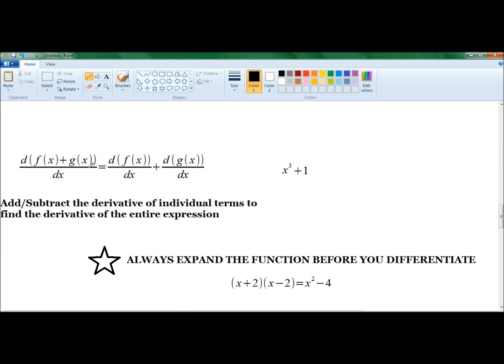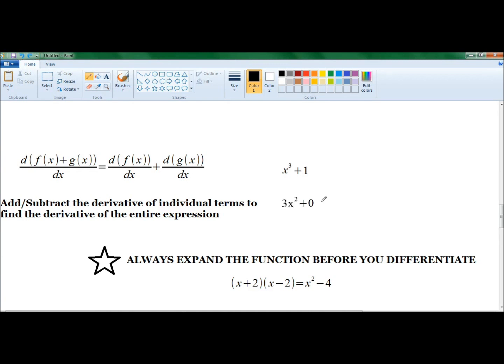Okay, so the next rule, or this is actually the property of derivatives. Say you wanted to find the derivative of f of x plus g of x. Well, the derivative of that is the same thing as the derivative of f of x plus the derivative of g of x. So say I have the function f of x is equal to x cubed plus 1. Well, I know what the derivative of x cubed is. It's 3x squared. And the derivative of 1? Well, 1's a constant, so the derivative of that is 0. So you find the derivative of this entire function to be simply 3x squared plus 0.